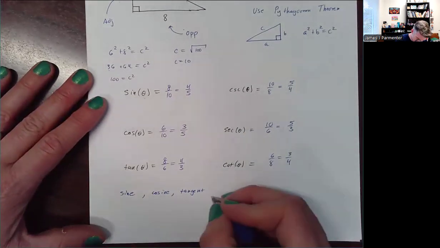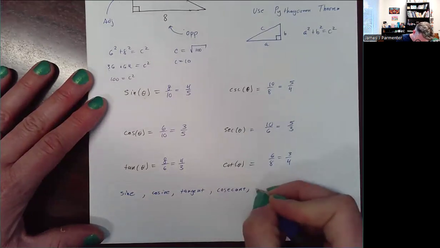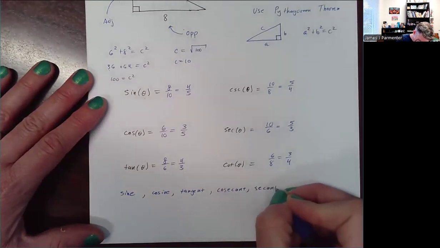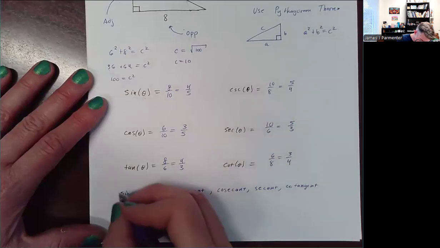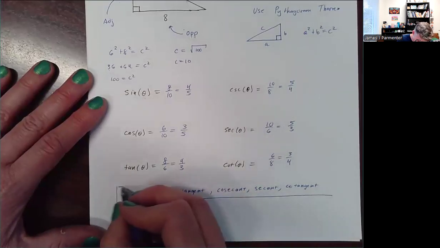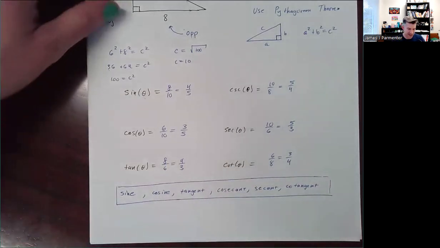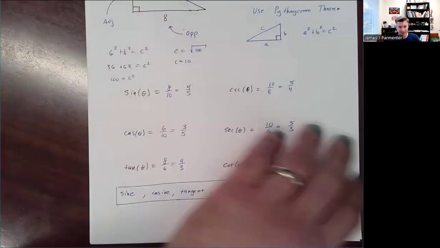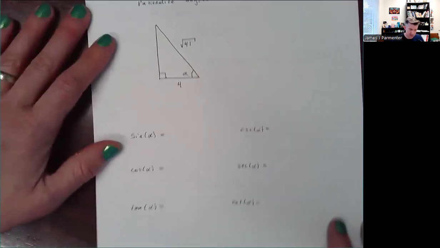Sine, cosine, tangent, cosecant, secant, and cotangent. So make me happy, say them the good way, not the wrong way. It is kind of wrong. So anyway, please do say them correctly. It sounds much nicer. All right, let's do another one.